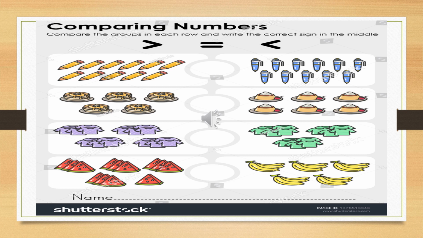In the second one, there are 5 cakes. And on the other side, there are 6 puddings. So which one is more? 5 or 6? Think. Yes, 6 is more. So the birdie will open its mouth towards the 6.